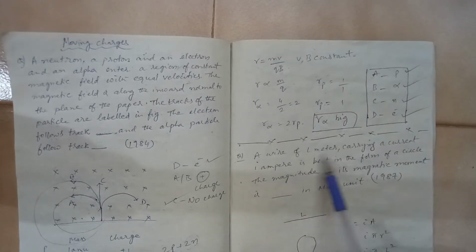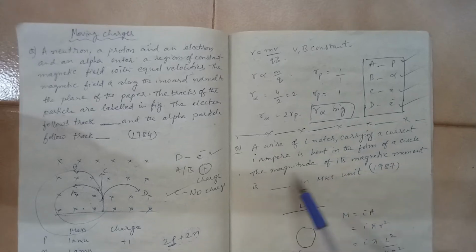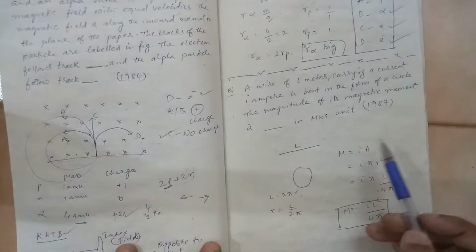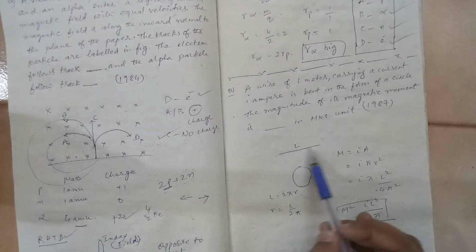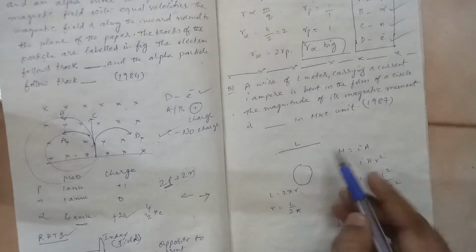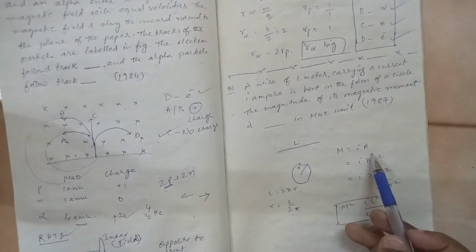A wire of L meter carrying a current I ampere is bent in the form of a circle. The magnitude of its magnetic moment is in ampere units. So in this, they have given a wire of length L and it has been bent in the form of a circle. Obviously it will have some radius. So this total length and this length will remain the same only.